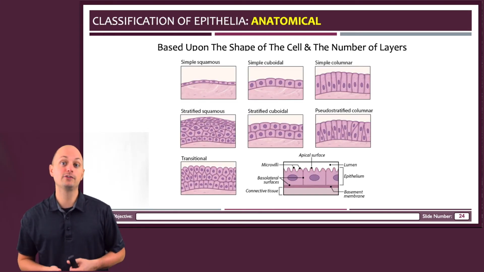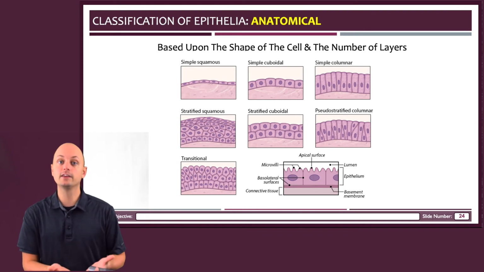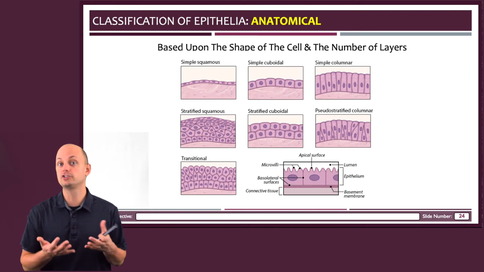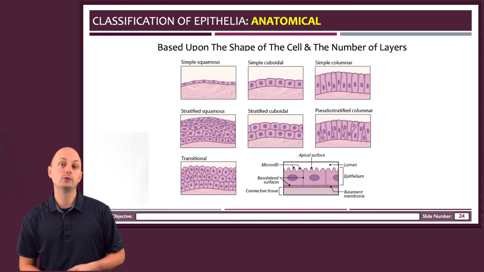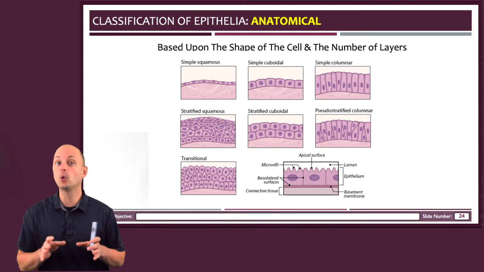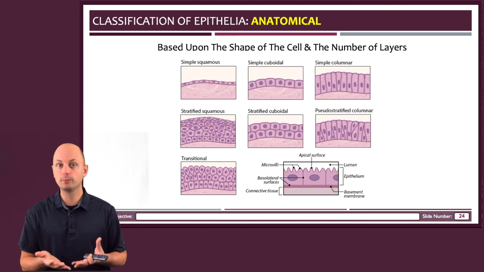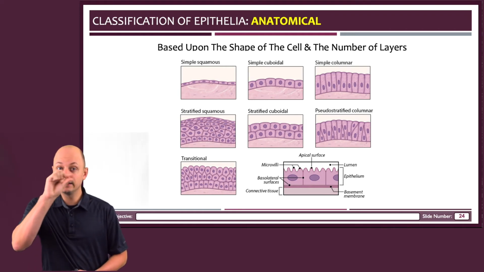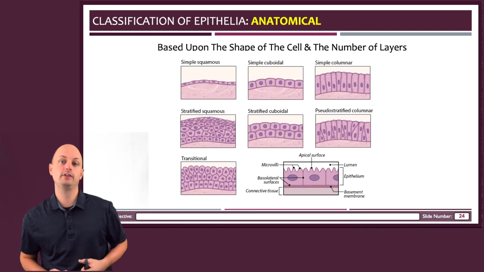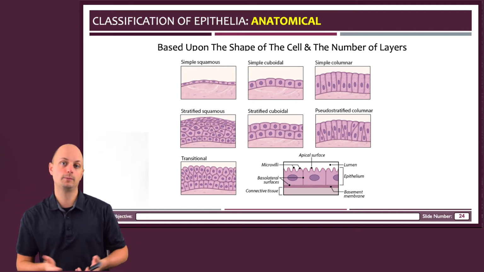Epithelia can also be classified anatomically, but fortunately, this is a much more straightforward classification scheme. To classify epithelia in this way, we really have to think only about the shape of the cell and the number of tissue layers that are present. So simple epithelial tissues contain only a single cell layer, whereas a stratified epithelial tissue contains multiple cell layers. Thinking more about shape, squamous epithelium are thin and flat, whereas cuboidal epithelium are cube-shaped. Columnar epithelium take on a rectangular appearance.